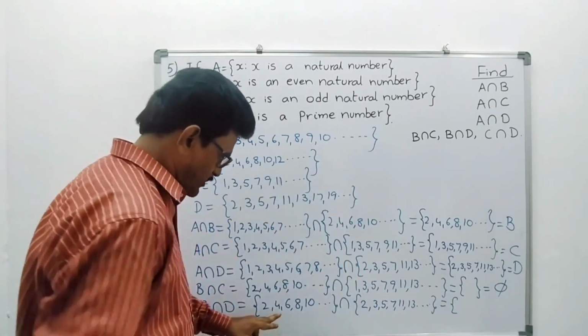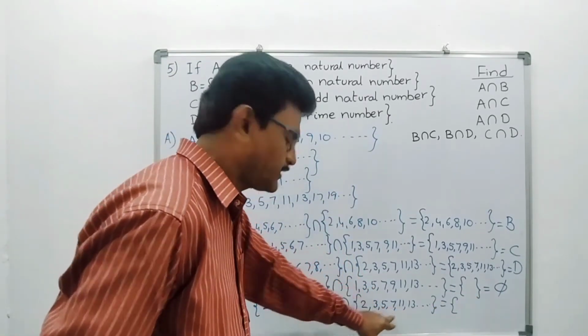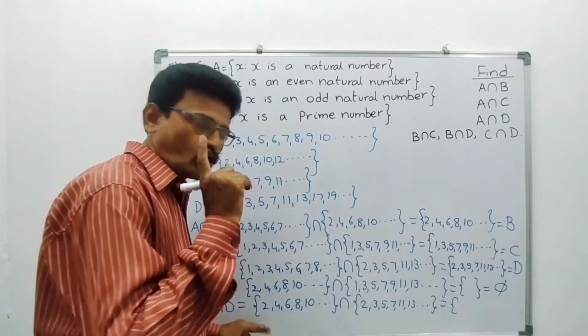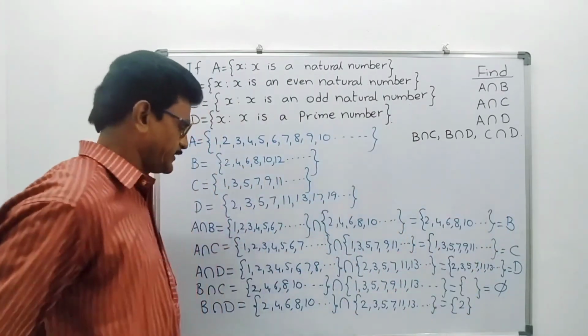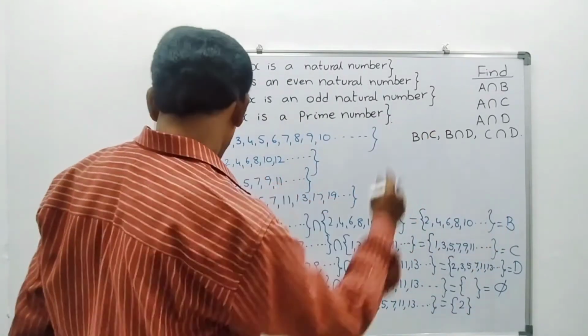2, it is there. Now, even numbers, but here odd numbers are there. So only 2 is an even number. Okay, only 2 we are getting as the common element in B and D.